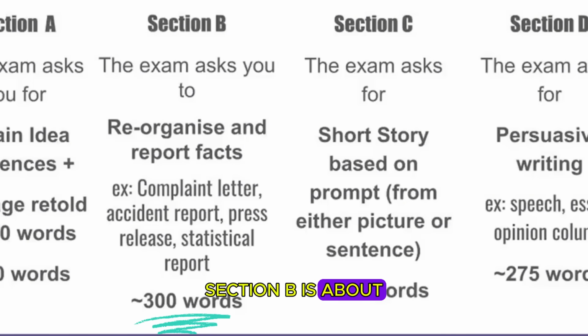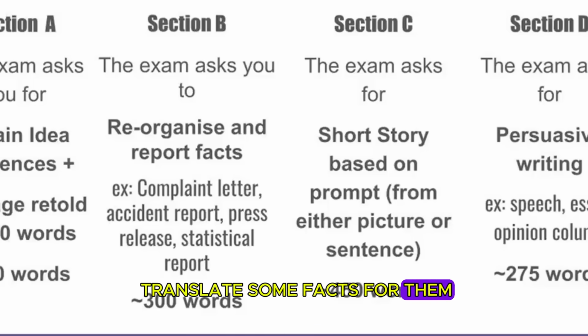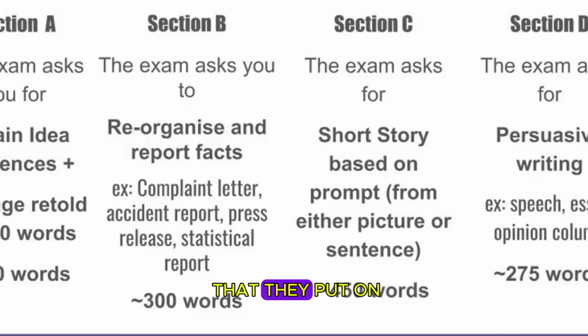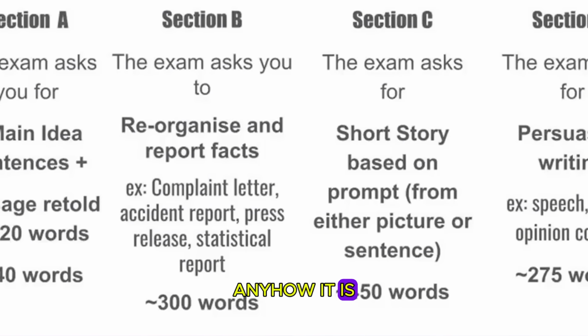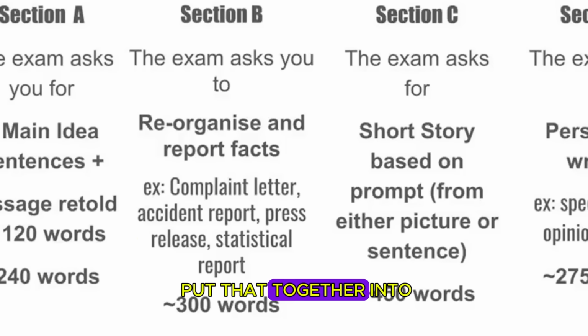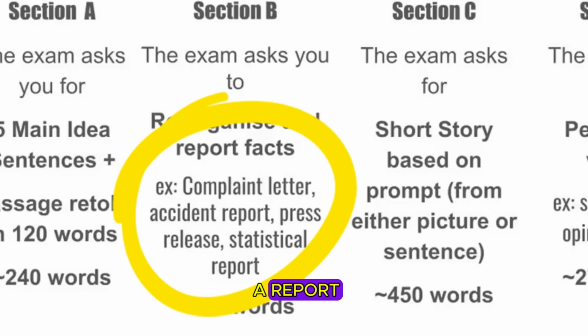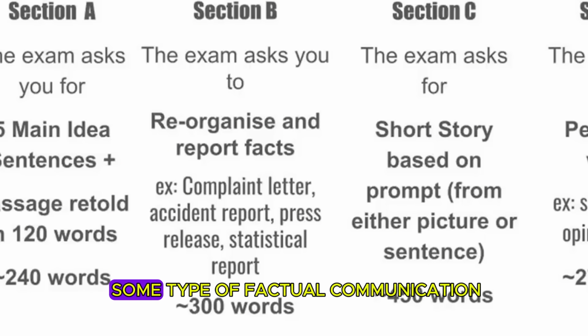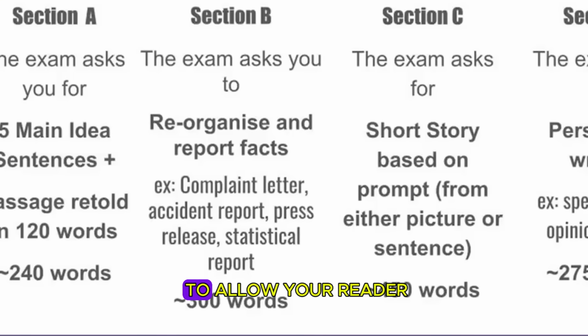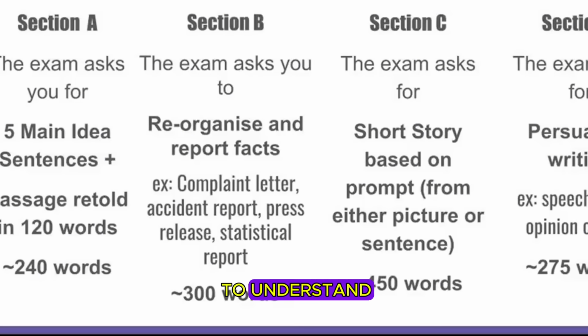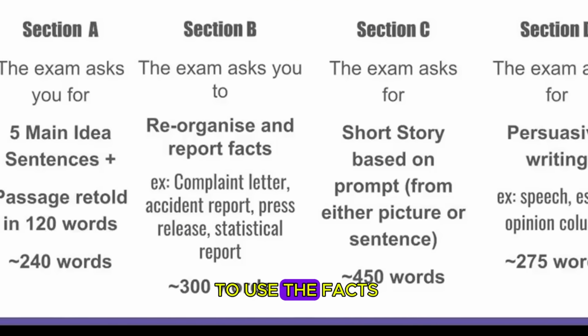Section B is about 300 words. They want you to translate some facts for them from just raw facts that they put on the page, and you're supposed to put that together into a report or a letter or some type of factual communication that will allow your reader to understand what went on or to use the facts in it, right?